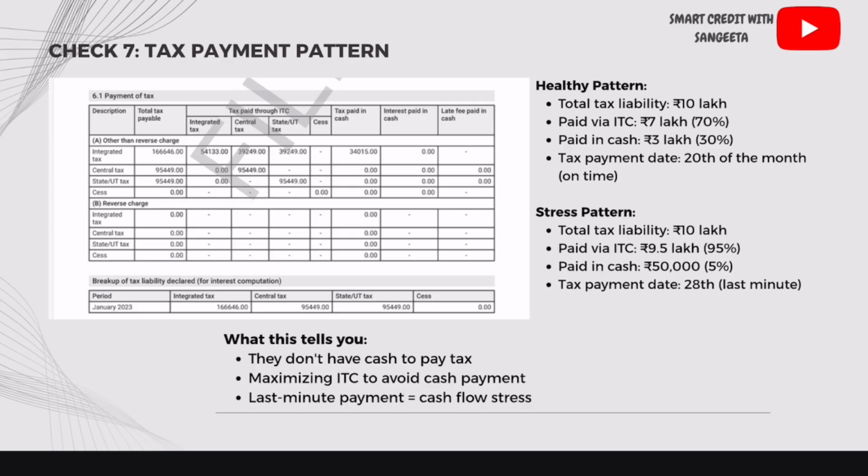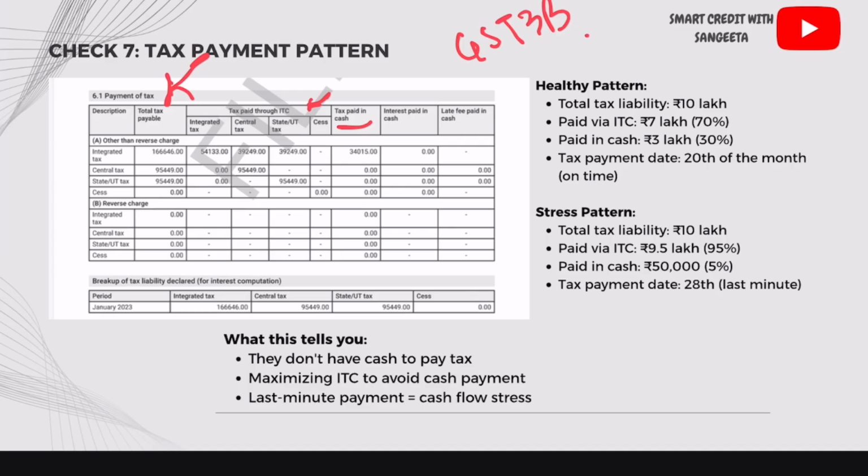Okay, now see, in check number 7 we are taking this GST. This is GSTR 3B. Okay, now we will go to 6.1, that is tax payment. This GST 3B table 6.1 shows the tax payment pattern. What we have to look at is tax paid in cash and tax paid through ITC. And what you are looking for, healthy patterns are here.